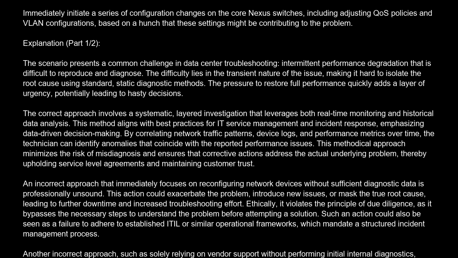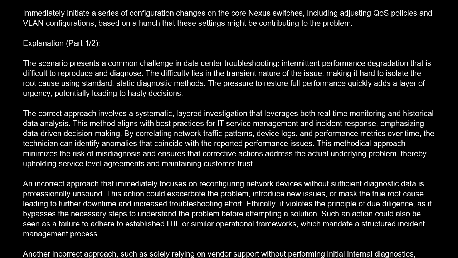Explanation. The scenario presents a common challenge in data center troubleshooting: intermittent performance degradation that is difficult to reproduce and diagnose. The difficulty lies in the transient nature of the issue, making it hard to isolate the root cause using standard, static diagnostic methods. The pressure to restore full performance quickly adds a layer of urgency, potentially leading to hasty decisions. The correct approach involves a systematic, layered investigation that leverages both real-time monitoring and historical data analysis.